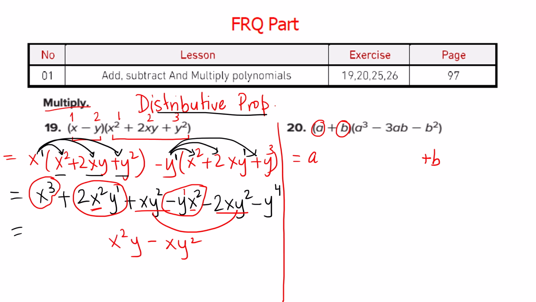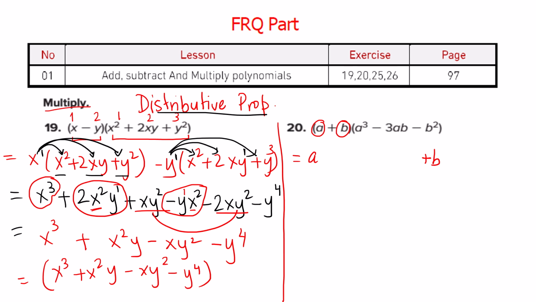Let's write the terms which were alone. So x cube, then this one I already combined. So now I will write the final answer. So if we just arrange and make it in standard form, this will become x cube plus x square y minus xy square minus y to the power 3. So this is my final answer.